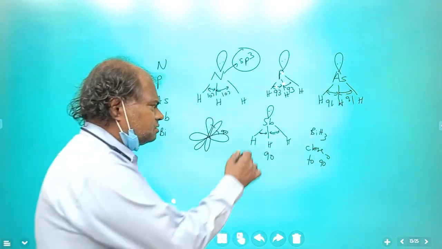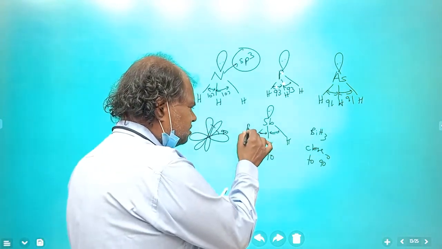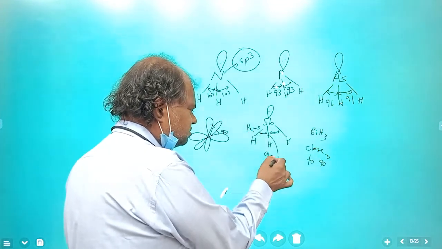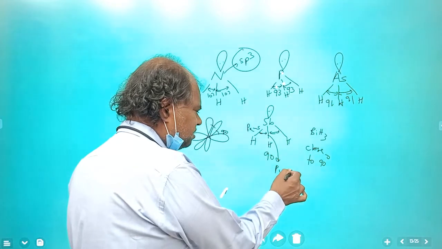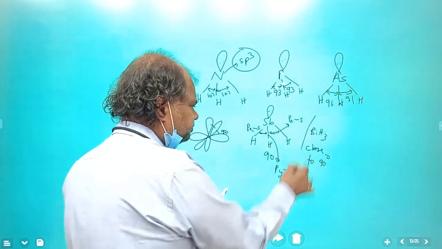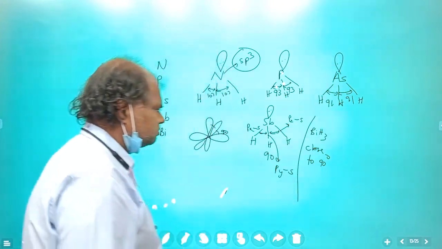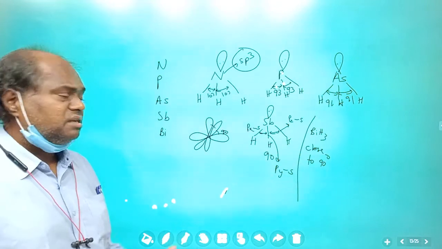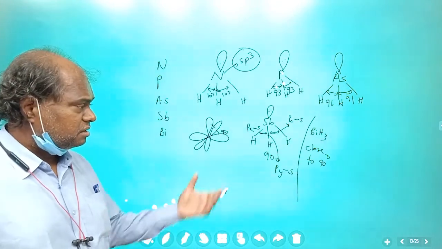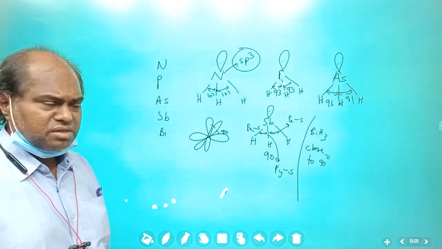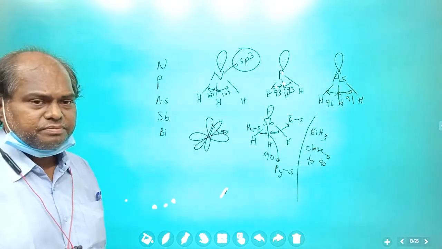Is that clear? So how are you getting the bonds here? Px with the s orbital of hydrogen. Let me write here: Py with the s orbital of hydrogen, and Pz. And that is the reason why you are getting 90 degrees, because the angle between these three is 90.